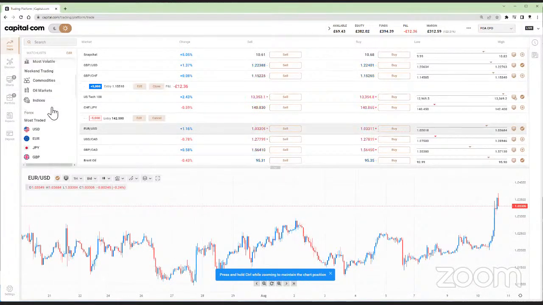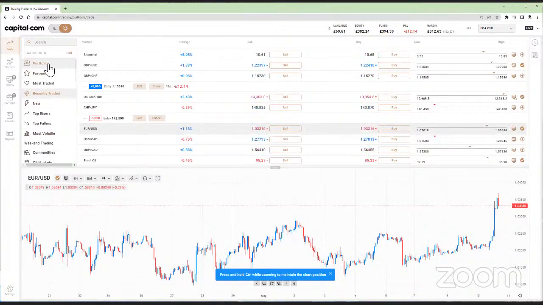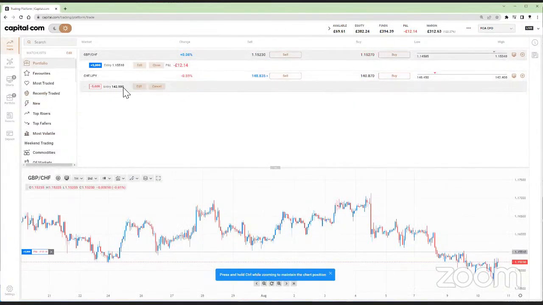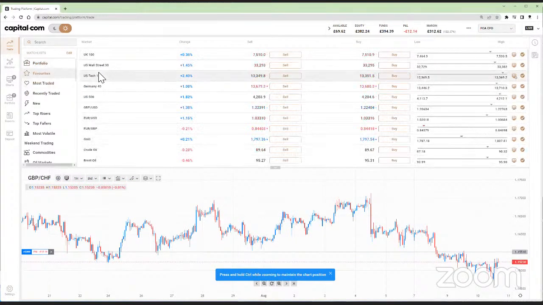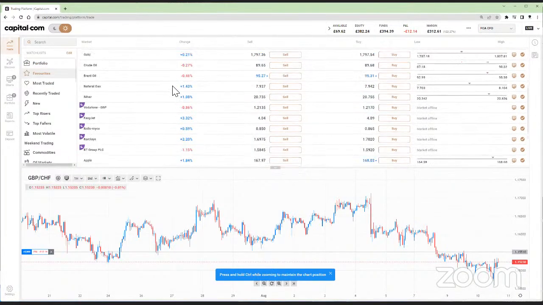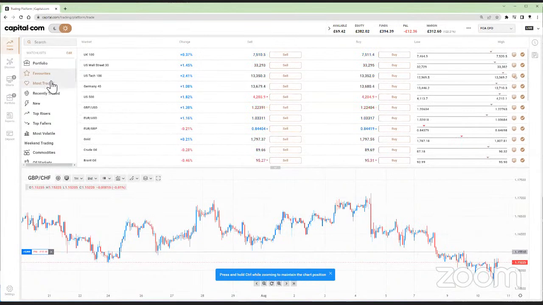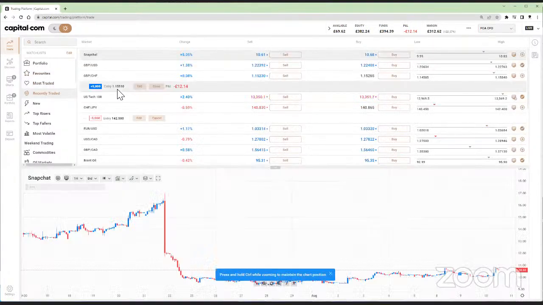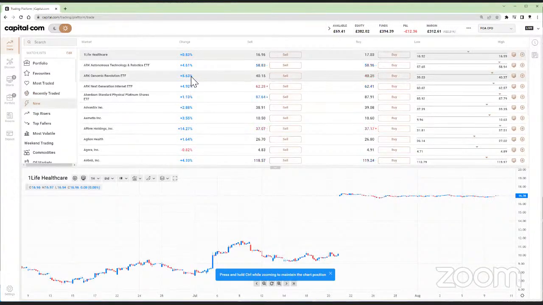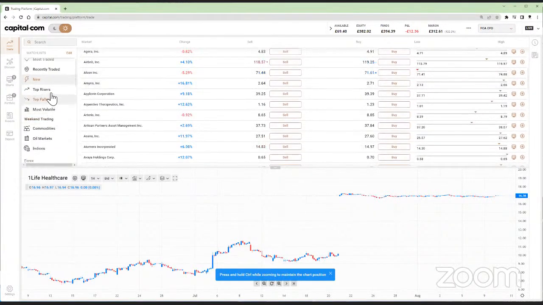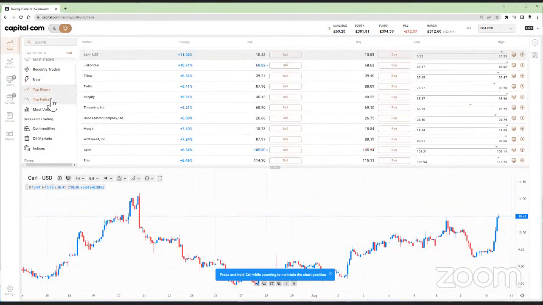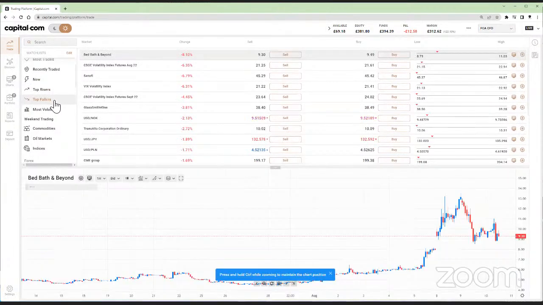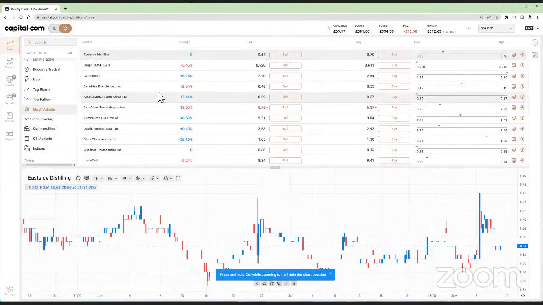So let's look into these sub contents one at a time. This portfolio, I've only got one, as you can see, and this is my other trade, which is not live. Favorites, I haven't selected any favorites, but if I select anyone, it's going to appear here, but I haven't selected any, so they're all there at the minute. The most traded, you can tell what I've been trading the most. Recently traded, you can see them there. New, in terms of what new assets have been added. What are the top risers? Quite self-explanatory, to be honest. Top followers, the most volatile here.